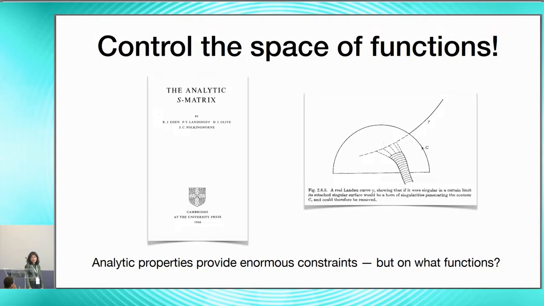We have been in the business of rediscovering, reinterpreting many of the old ideas, and we've made good use of this classic book. I just excerpted one figure chosen fairly at random to illustrate that it's full of the discussion of analytic properties. So you're looking at curves and sheets and really high-level complex analysis. And okay, so analytic properties provide enormous constraints, but on what functions? And I think this is the big difference between the program of the 60s and what we're able to do now.